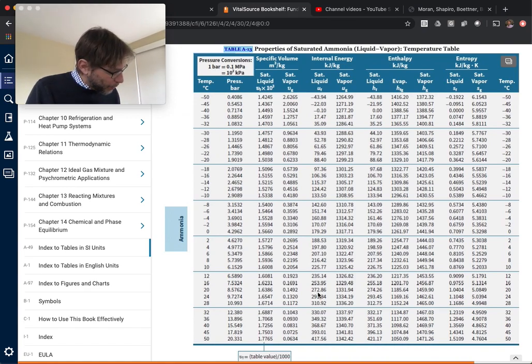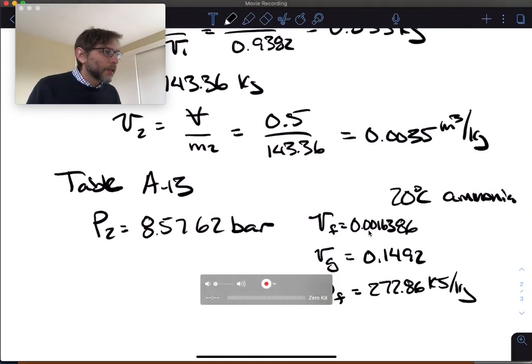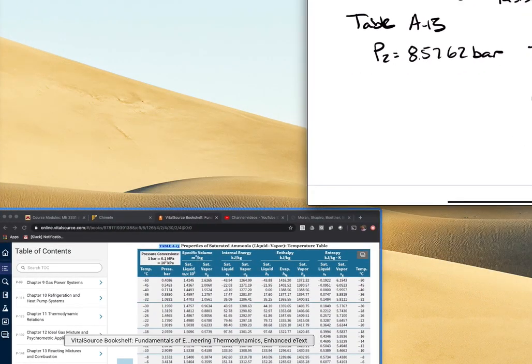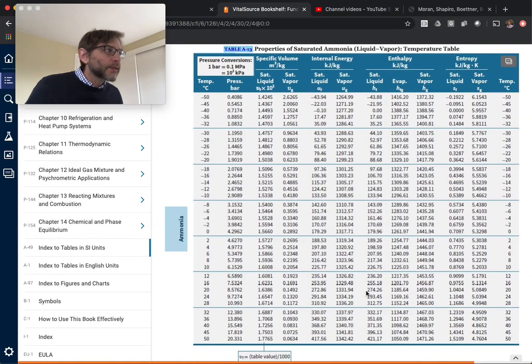Sorry, I'm just copying down from the tables, and I'll go back to my notes here. And then UG at 20 degrees C is 1331.94 kilojoules per kilogram. So all we have to do is find the quality at 2, so we need to find X2.